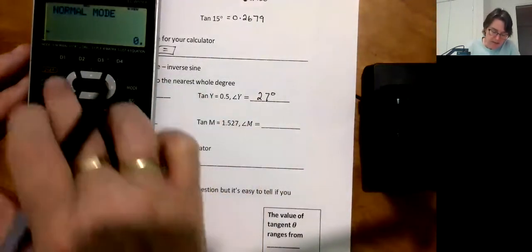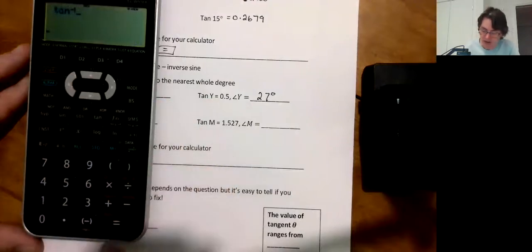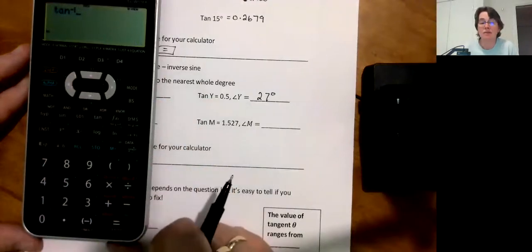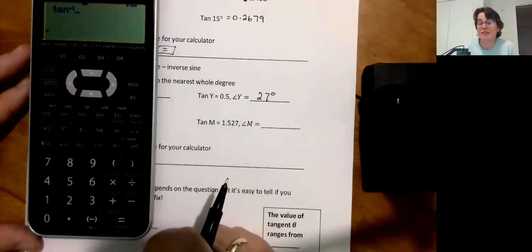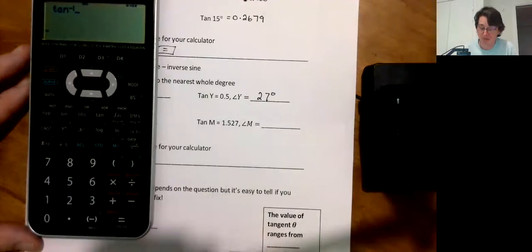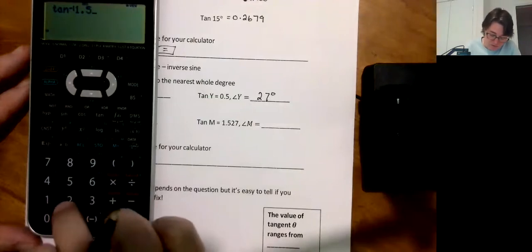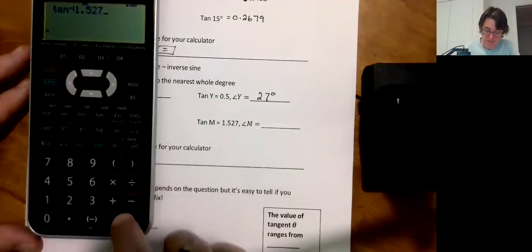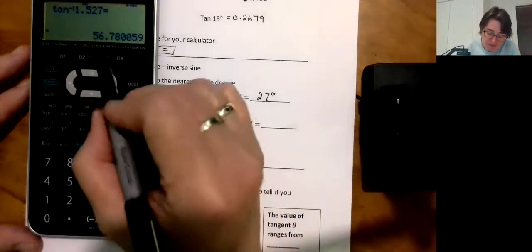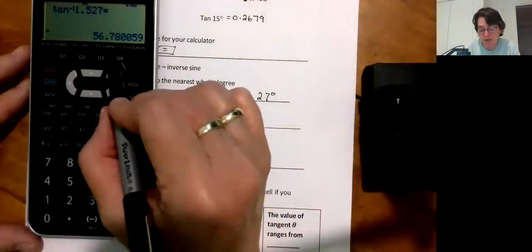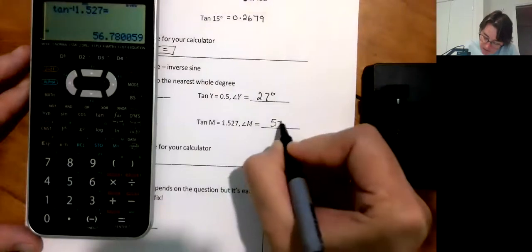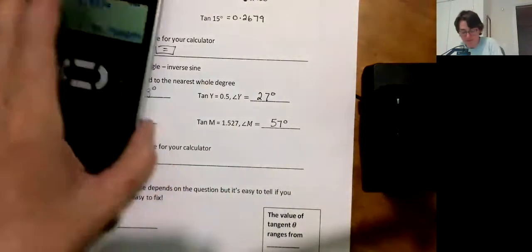Second tangent. I'm used to my old calculator. In class, I usually use the cheap dollar store one because nobody ever takes those ones. 1.527. Boom. 56.7, so that's 57 degrees. And there we go.